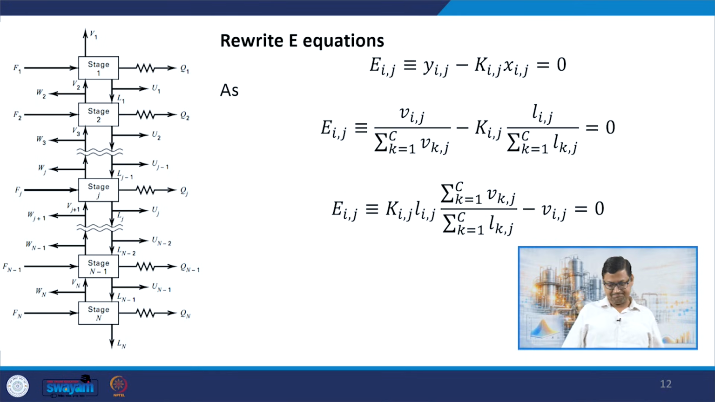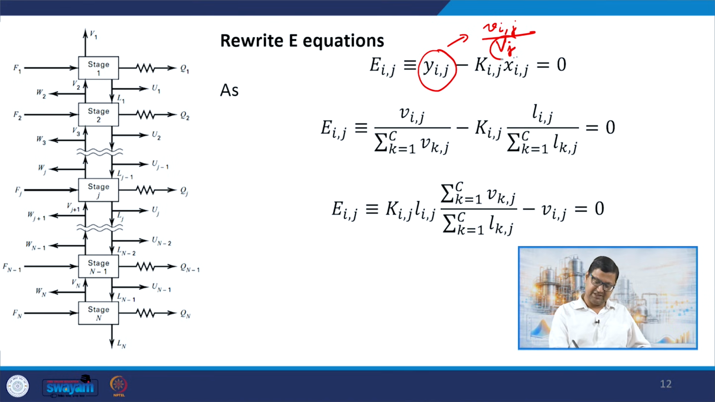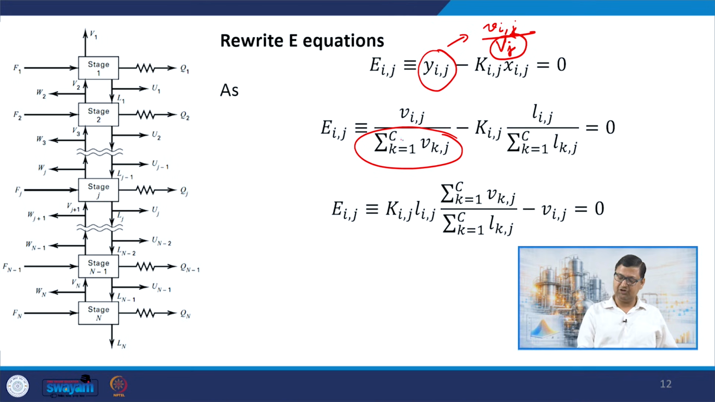So, once we have done that, then we also go ahead and rewrite our E equations, which were also originally in terms of the mole fractions of component i, but now I want to express them in terms of the molar flow rate of component i. So, I am going to replace Yij essentially by Vij divided by the total molar flow rate of vapor Vj, but this Vj has to be the sum over the component molar flow rates in the vapor phase, right. So, this is a sum from 1 to C of the component molar flow rate Vkj.